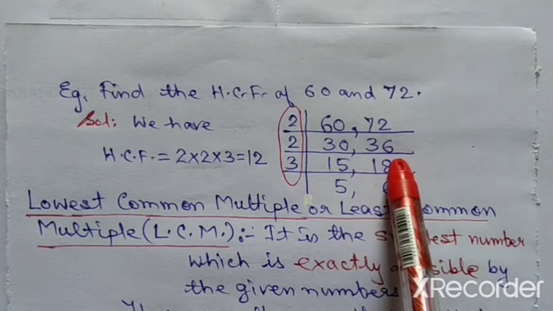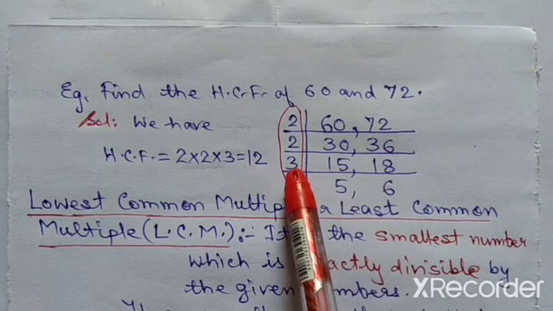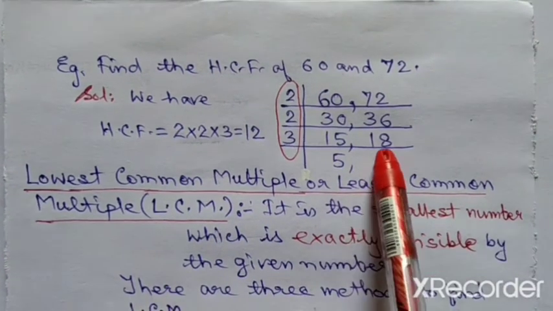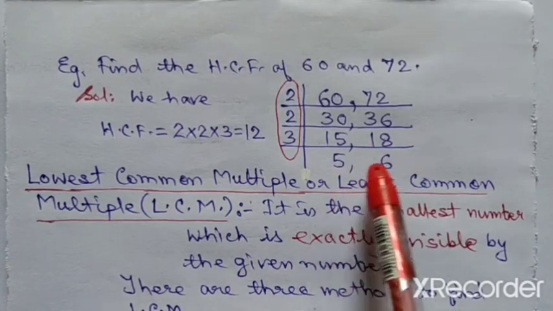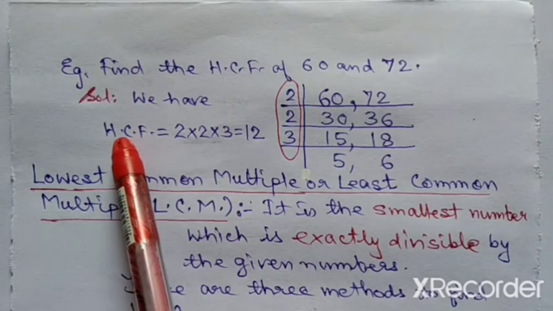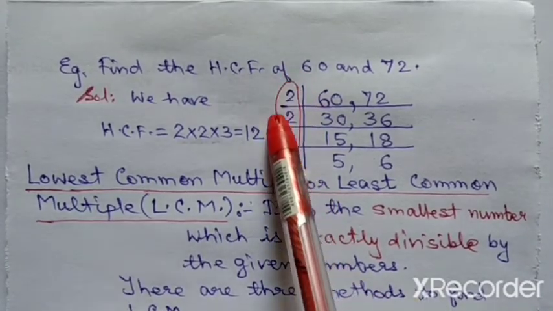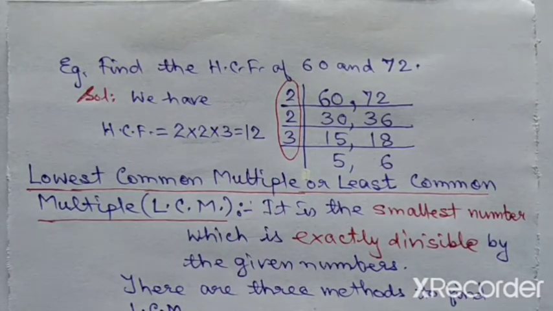Again children, in the third step, see if any prime number can divide 15 and 18 both. Yes, that is 3. So 3 fives are 15 and 3 sixes are 18. Now children, in the last step, no prime number except 1 can divide 5 and 6 both. So children, we will stop at this place. So the HCF is equal to the product of all these common prime numbers: 2 into 2 into 3, that is equal to 12. I hope you understood this method. So this is all about the discussion.